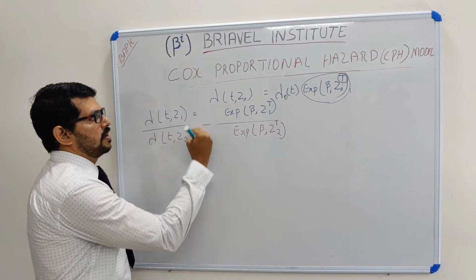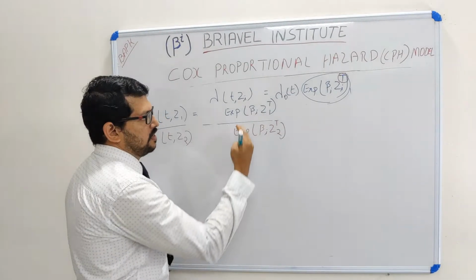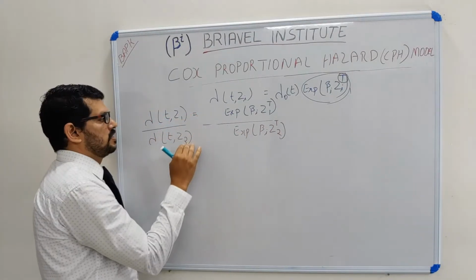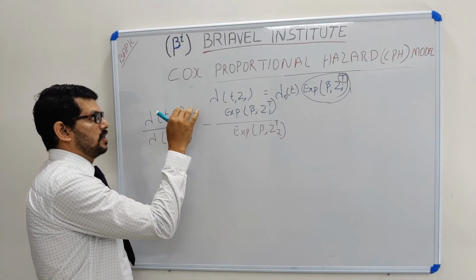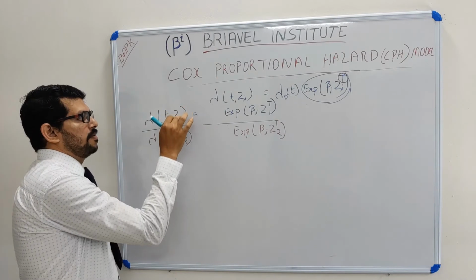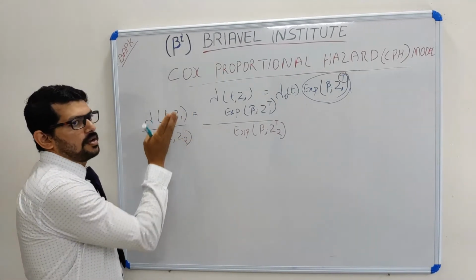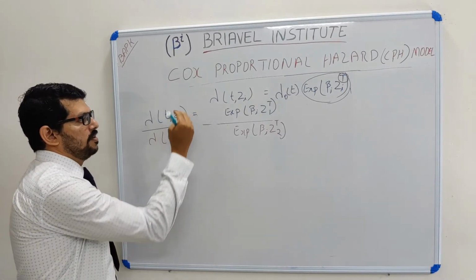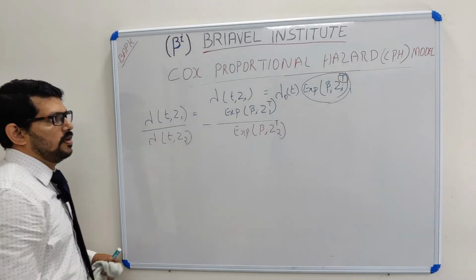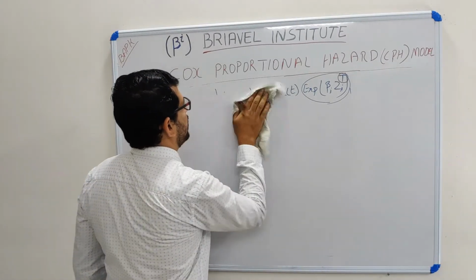Our questions will always be a comparison, asking which is better: whether this hazard rate is more than this hazard rate, or whether this hazard rate is less than this hazard rate. So we are comparing with different covariates. Our problems will be like that only, comparing with different covariates. So I will explain one problem, and we'll understand how to compare.